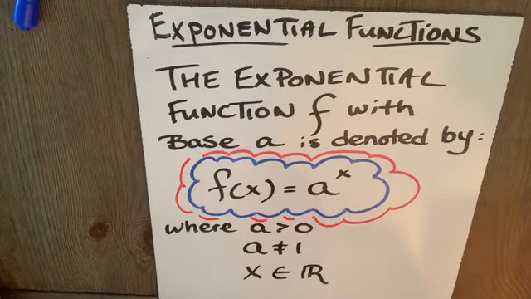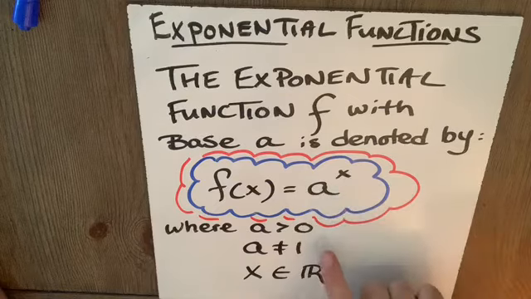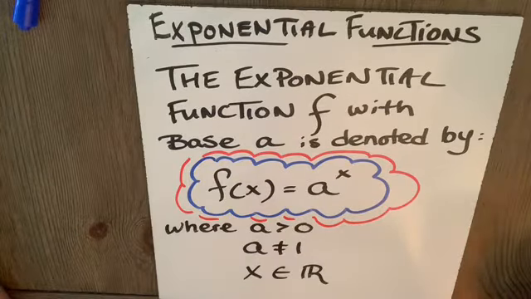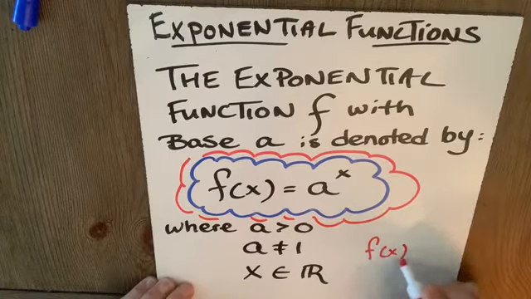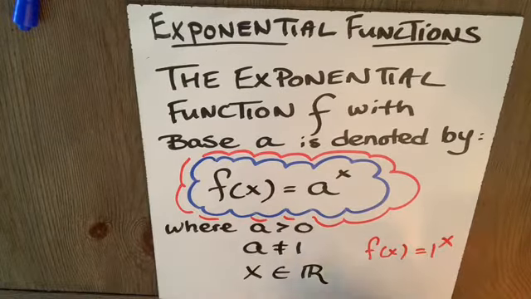The exponential function f with base a is denoted by f of x equals a to the x. Note, the base a has got to be a positive number, and it can't be 1. Now, if I had f of x equals 1 to the x, if it were 1, then 1 to any power is simply going to be 1.